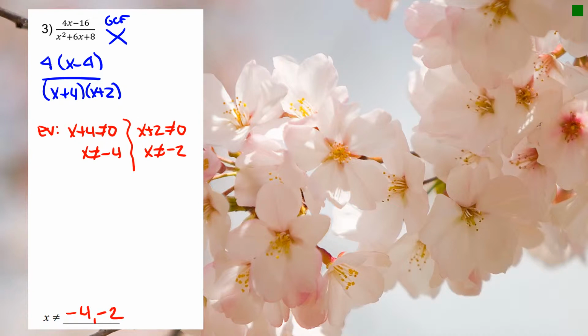Remember why? If you put negative 4 in here, that makes it negative 4 plus 4, which is 0. 0 on the bottom is undefined. If you put negative 2 in here, negative 2 plus 2 makes it 0.